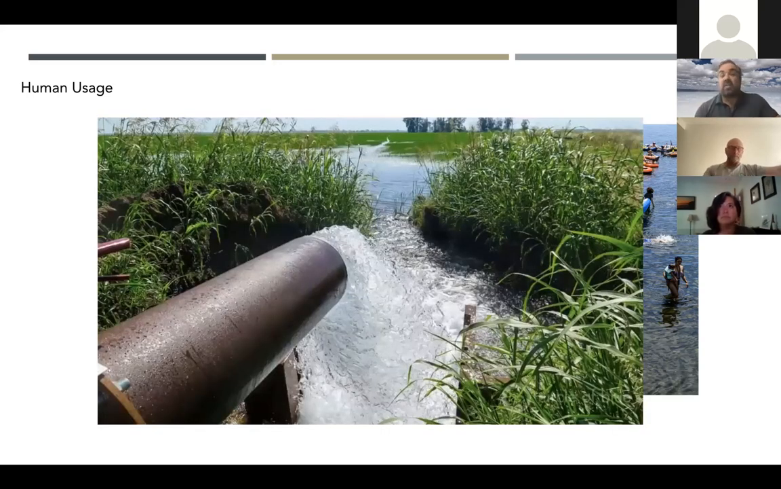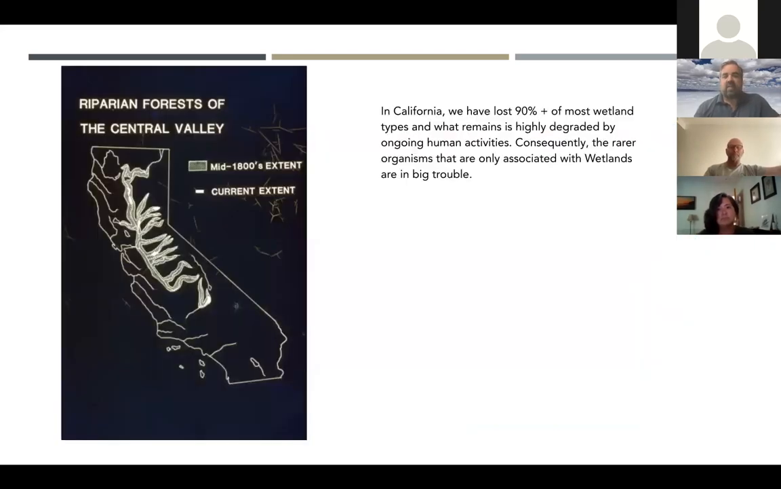Of course, another huge reason humans need water is for agriculture. California is a huge producer of rice, which actually has created a lot of wetlands, and a threatened snake, the giant garter snake, uses these wetlands for a lot of habitat in the Central Valley. So we use millions and billions of gallons a year for agriculture.